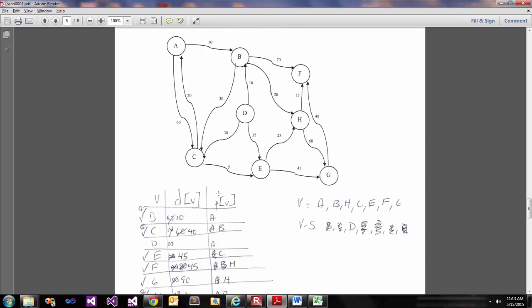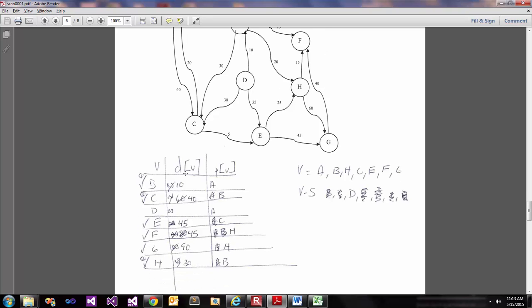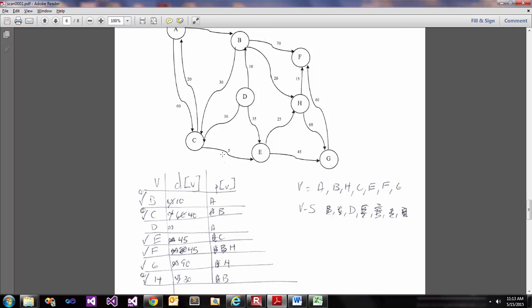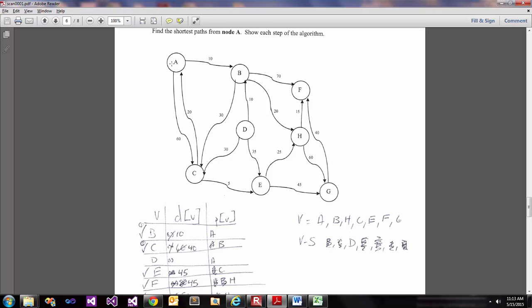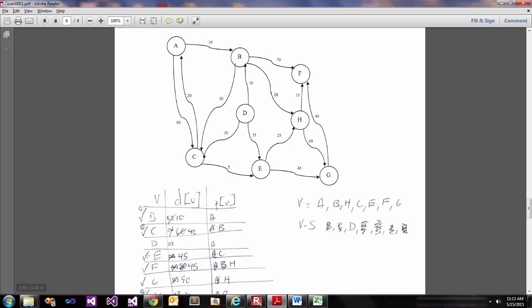One thing you'll notice looking at this graph is that vertex D can never be reached. Because of that, there is no shortest path from A to D, and that's denoted by our infinity, since we can't reach it. There is no path from A to D, so it's infinite.